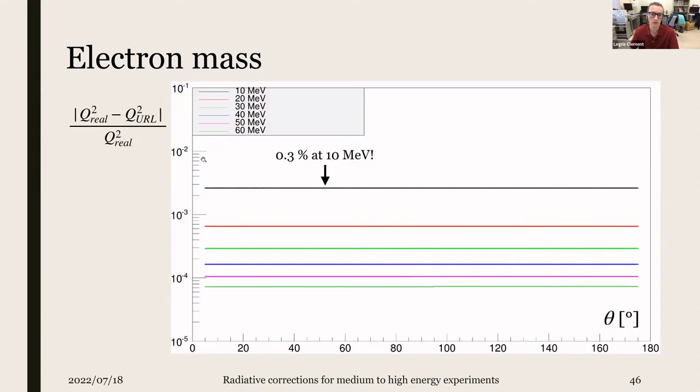I calculated the impact of this correction on Q squared and the cross section. On Q squared, you can see that between 20 and 60 MeV, Q squared is not really changed. It has an impact of less than 0.1%, but at 10 MeV it has an impact of about 0.3%. So clearly, we cannot neglect it.